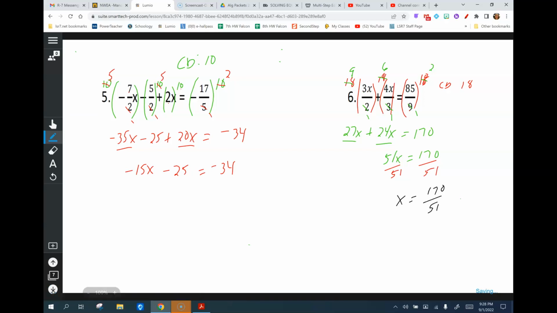Let's see if they're both divisible by 3. I don't think 170 is. Nope. I think that's our final answer.